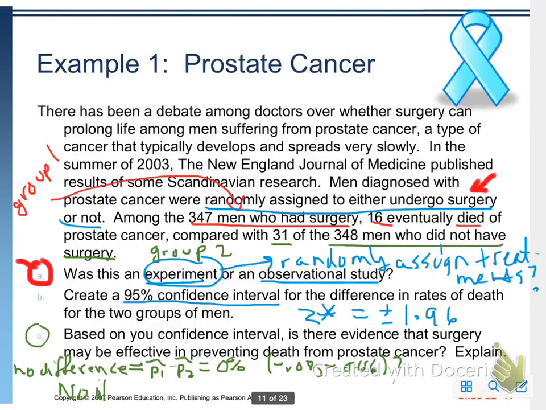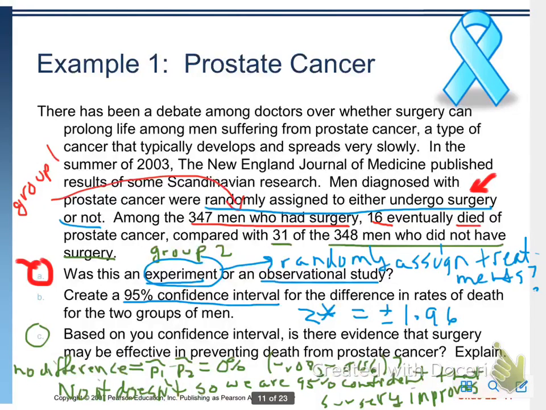No, it doesn't. So we are 95% confident that surgery improves survival. I don't have enough room, so I'm just going to put survival. That's how we answer that question there. If there was no difference, it would be 0%, but 0 doesn't fall within our confidence interval. 0's not in here. So I'm 95% confident that surgery improves survival.